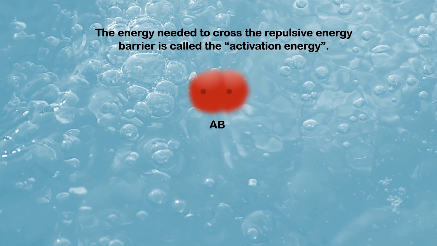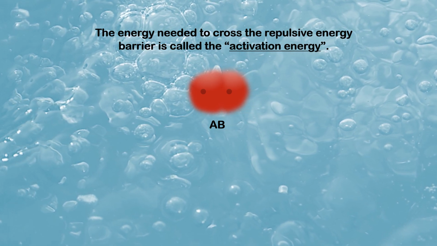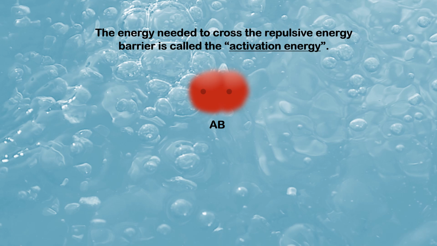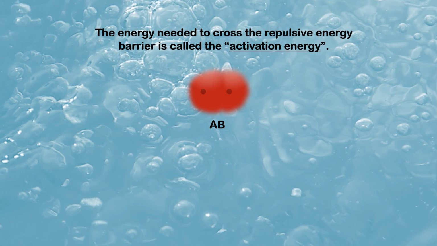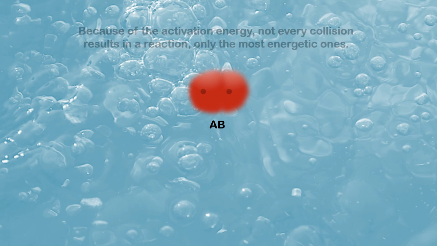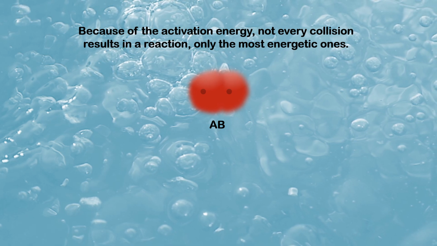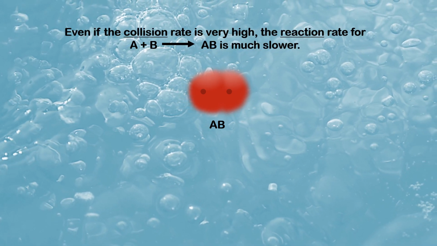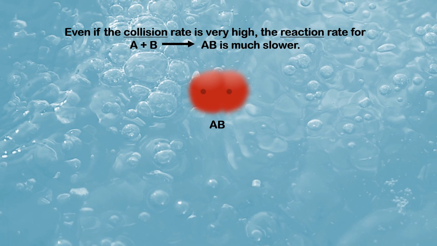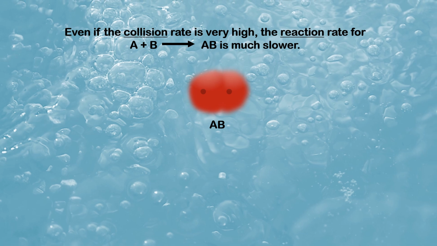The energy needed to overcome the repulsive force between colliding electron clouds, cross the energy barrier, and merge to become a new molecule is called the reaction activation energy. Because chemical reactions have an activation energy, not every collision results in a reaction, only the most energetic ones. So even if the collision rate is very high, the reaction rate for A and B to merge into the product AB is always much slower.